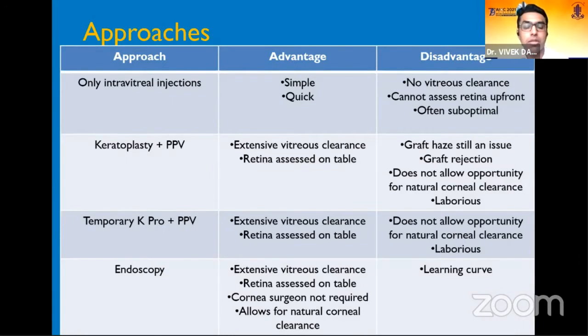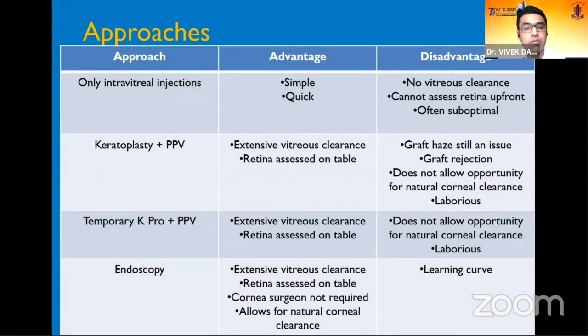The second approach is to do a keratoplasty and a vitrectomy at the same sitting, giving you the advantage of an extensive vitreous clearance and a retina assessment option on table. But graft haze is still an issue. The graft may get rejected in the post-operative phase. Also, you have now removed the host cornea, so there is no opportunity for a natural corneal clearance, and this patient is a post-PK patient for life. And obviously it's a laborious process.